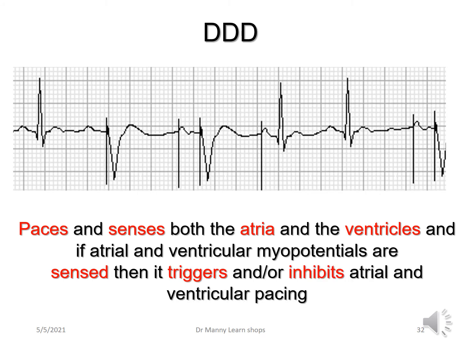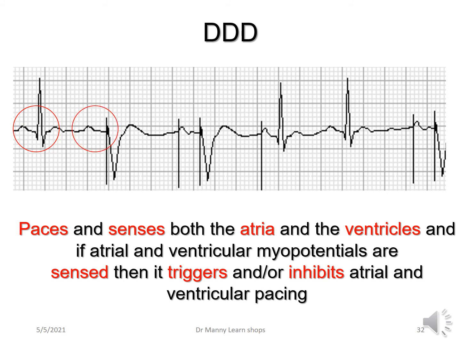DDD paces and senses both the atria and the ventricles, and if atrial and ventricular myopotentials are sensed, then it triggers and or inhibits atrial and ventricular pacing. Have a look. There, it's inhibited both because it sensed atrial and ventricular myopotentials.